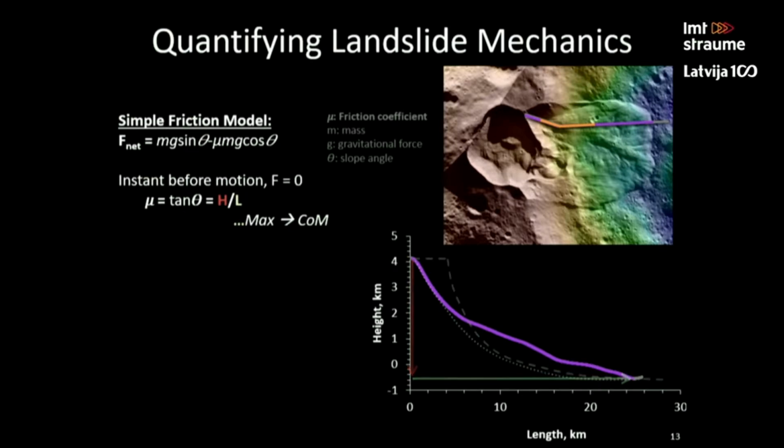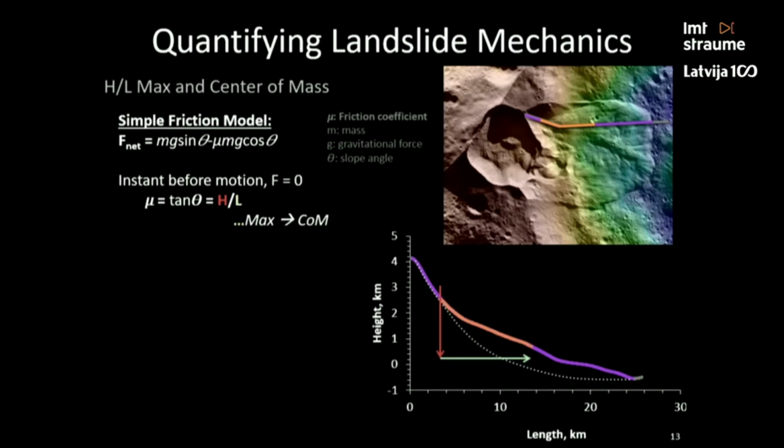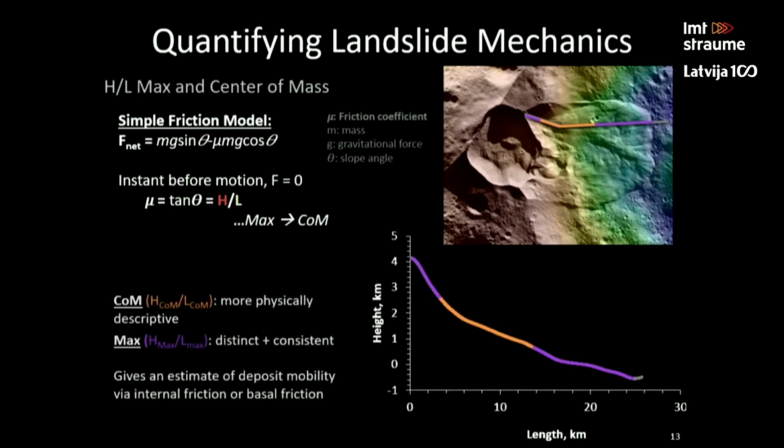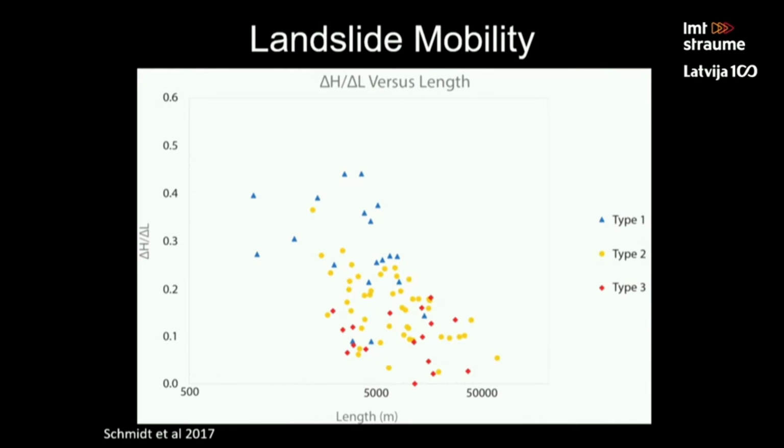If we wanted to be a bit more conservative or describe the flow as a continuous material, then we'd want to look at the center of mass of the material and kind of estimate that based on its topography. Obviously, it's much easier to measure the maximum runouts, and those are the standard procedure in planetary landslides, just given the resolution of the images and topography that we have. But we've gone through and compared both measurements for Ceres landslides. So here's all three types from the first paper.